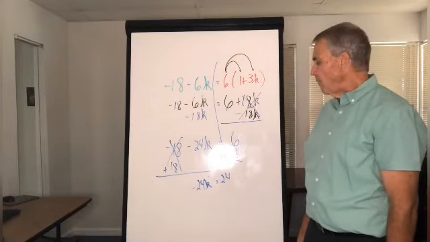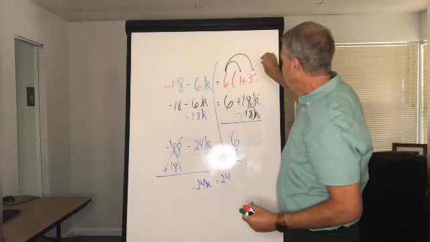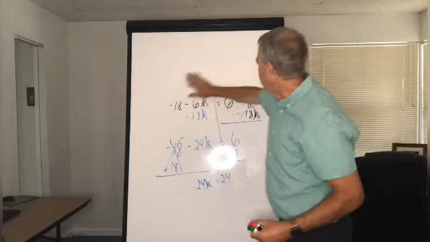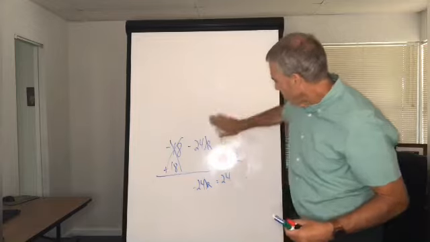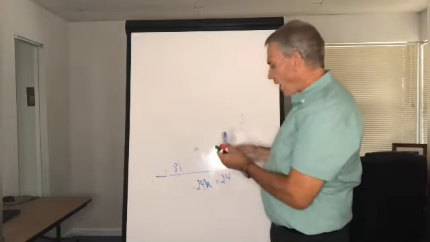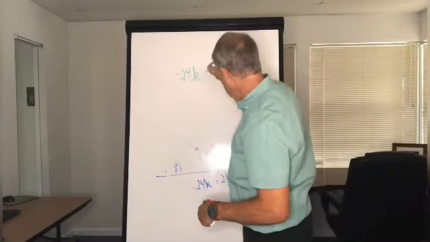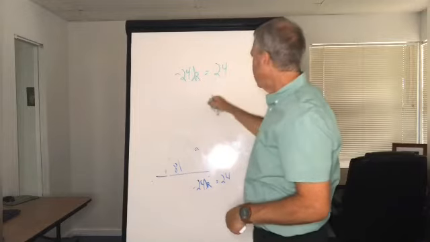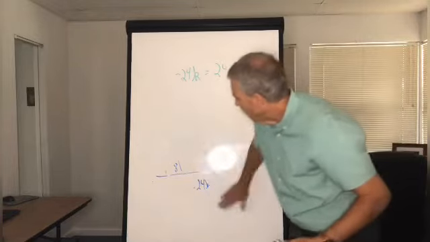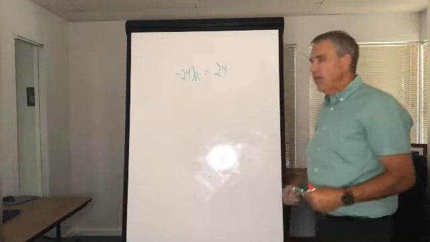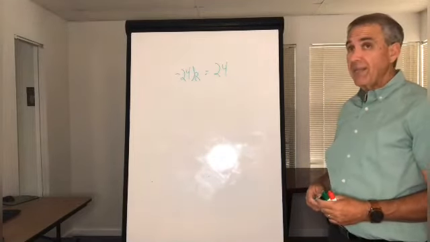Now, if you're going to mess up, this is probably where you'll mess up. So I'm going to erase everything up here, and I'm going to make sure that we don't mess up this step. There's too much work here to mess up the last step. So what I have at the very bottom, which I'm going to rewrite up here, is negative 24k equals 24. That was my last line. What does this mean, negative 24k? It means negative 24 times k. That's what negative 24k is.